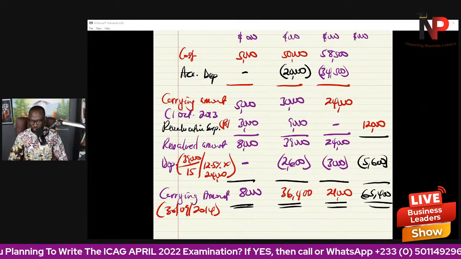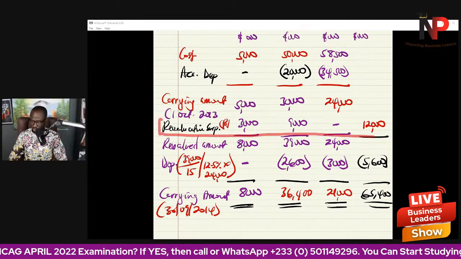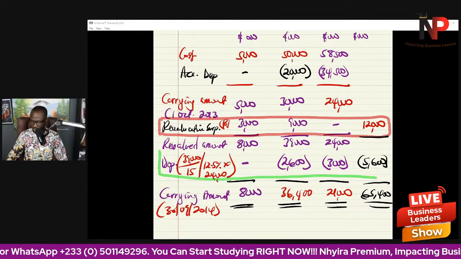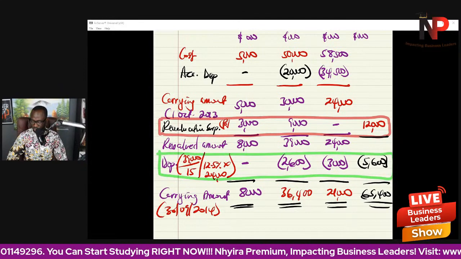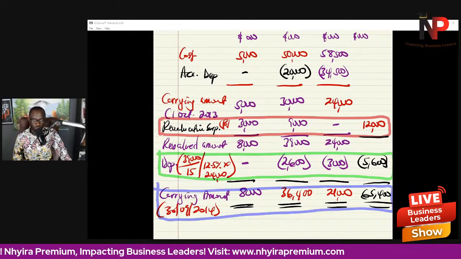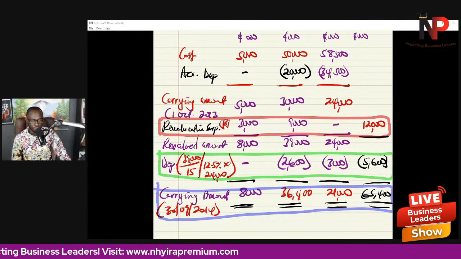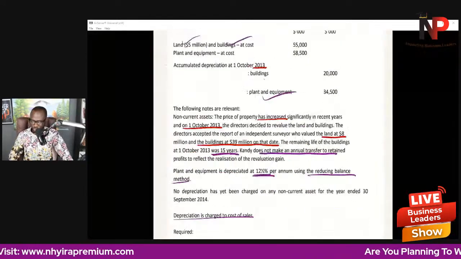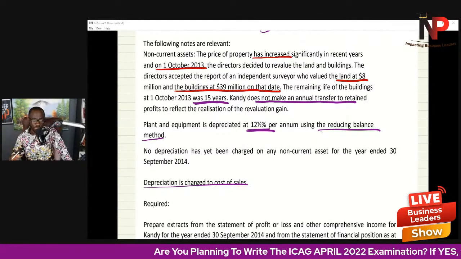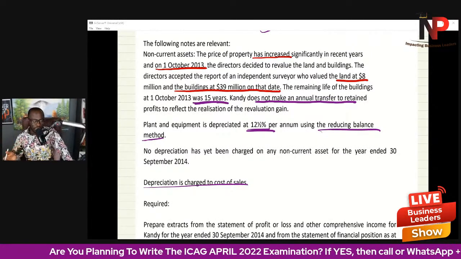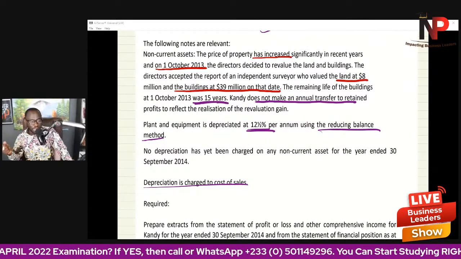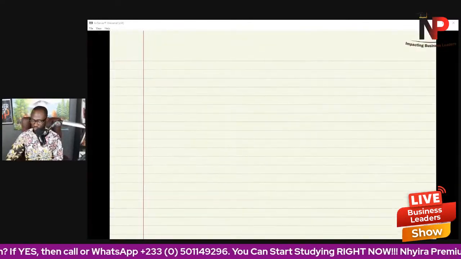We are done. So the revaluation surplus goes to the revaluation surplus and OCI. The depreciation figure goes to the P&L. And then the carrying amount goes to the statement of financial position. Now, in the question, the examiner said two things. He said the company doesn't make annual transfer, and also that depreciation is charged to cost of sales. So, like I said, I'll solve the question as per the way the examiner is saying it, no annual transfer. Then I'll look at it when the annual transfer is made. So let's look at the financial statement.